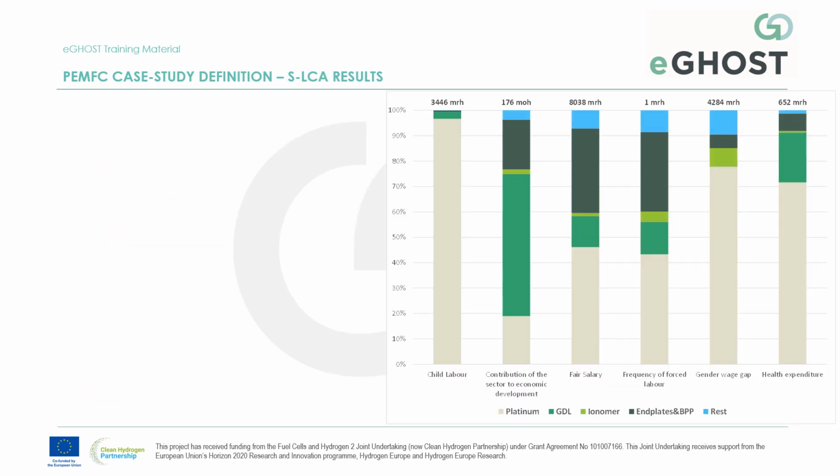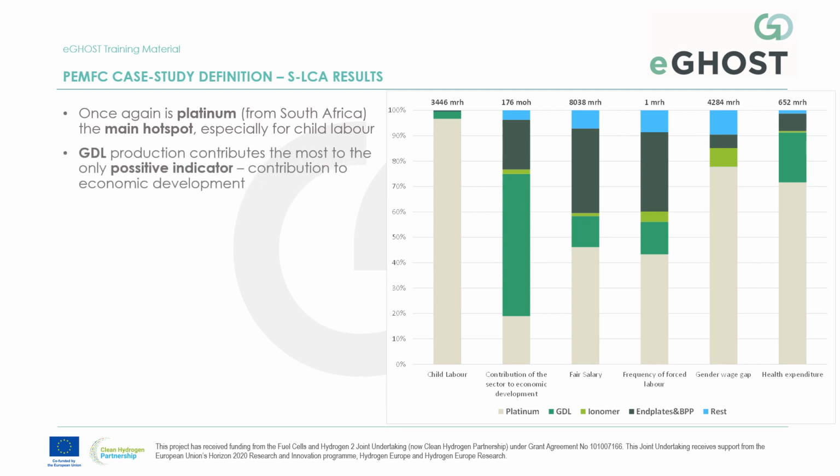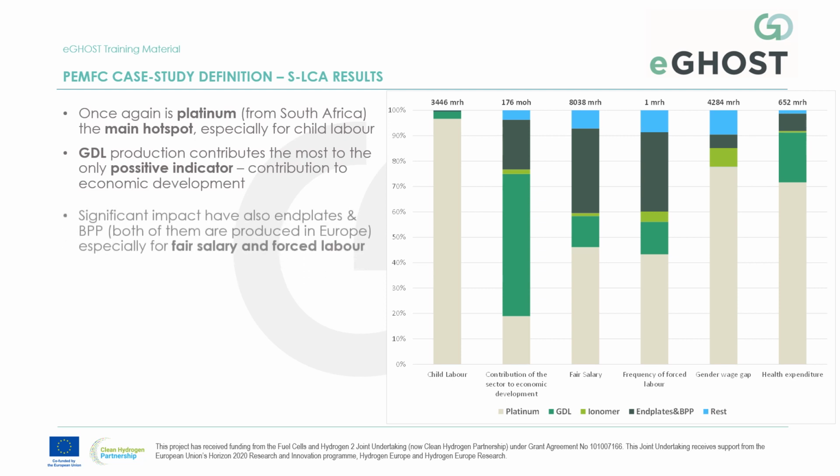Here are presented the social life cycle assessment results. Again, platinum is the main hotspot, especially for the child labor indicator. The DGL contributes the most to the only positive indicator we have, contribution to economic development. All other indicators are negative, just like for the environmental life cycle assessment.